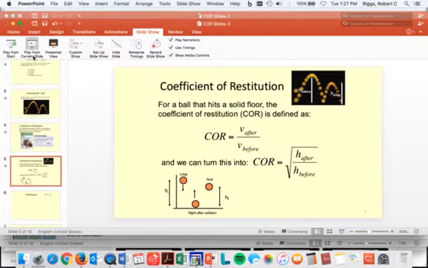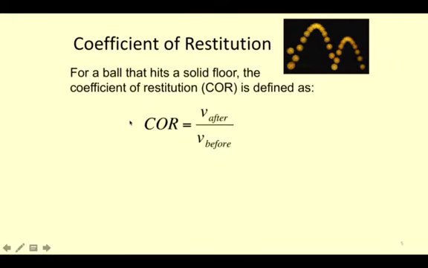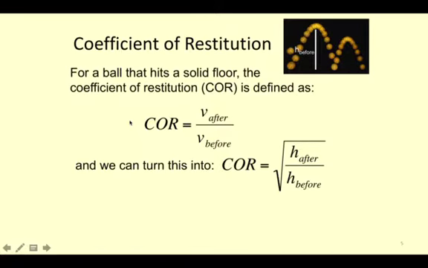All right, so here we are. Let's go through this coefficient of restitution. Okay, now that looks scary. The height after equals the height before, divided by the height before, and then you take the square root of the whole thing. Well, let me show you how to do this.